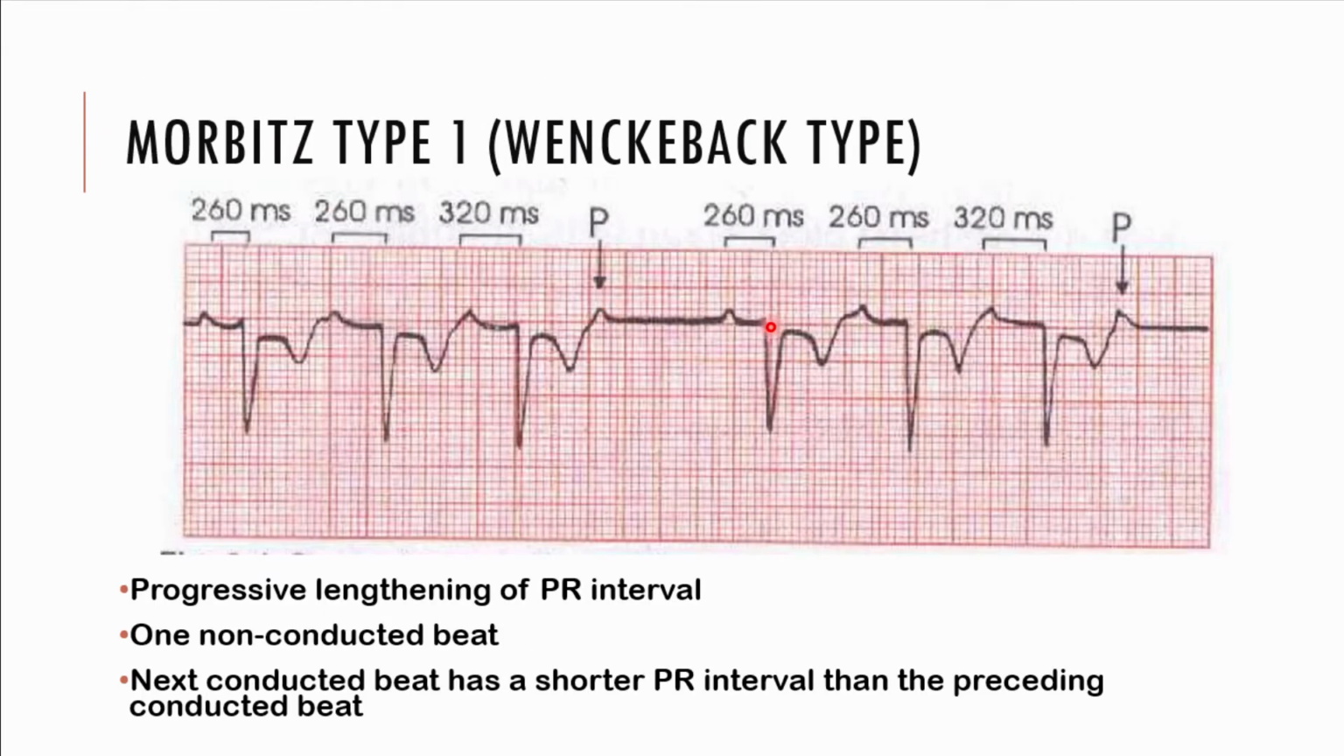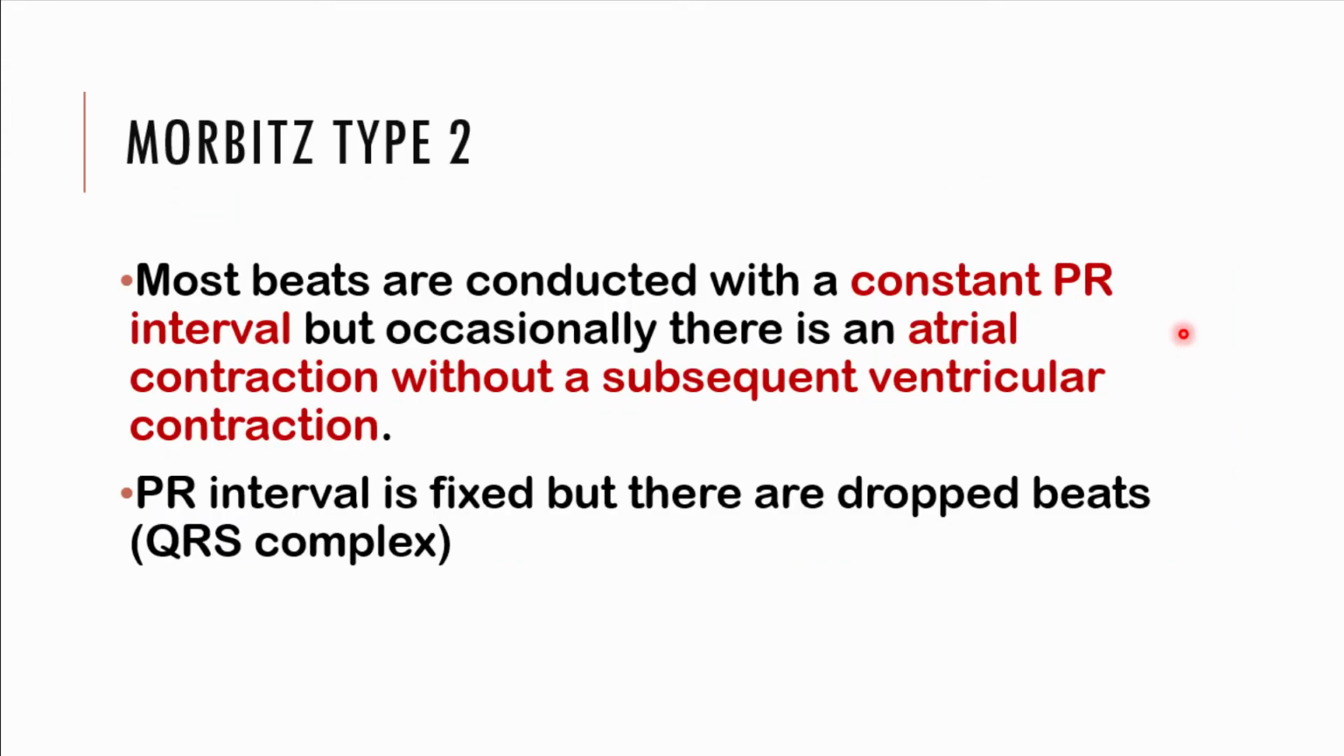Then here's another example of Mobitz type 1 or the Wenckebach phenomenon. As we can see, there's a progressive increase in the PR interval until you reach a point where you have a P wave but no QRS complex. Then the cycle begins again, and then you have a P wave but no QRS complex. So you have one P wave that's not really conducted to the ventricles.